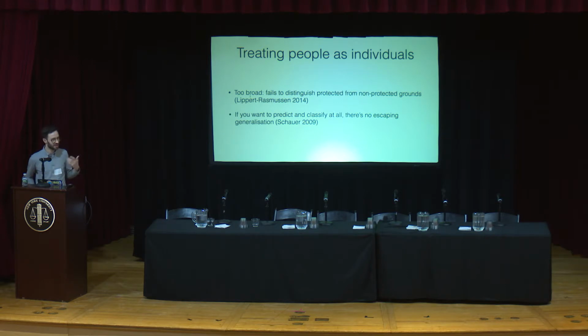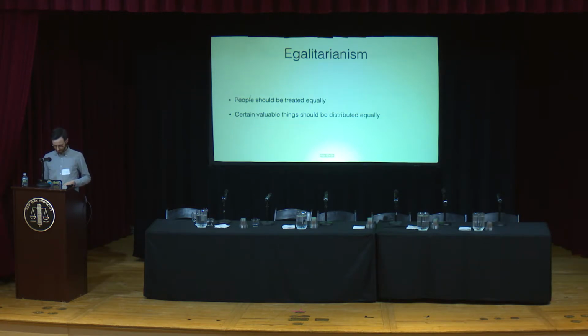And especially for machine learning, which is like generalization on steroids, it rules out the whole enterprise, right? So those are two broad classes of accounts of discrimination, which I've grossly oversimplified, but I think neither really helps us get to the nub of some of the controversies we're talking about here. So for that, I think it's useful to look at broader debates about egalitarianism.